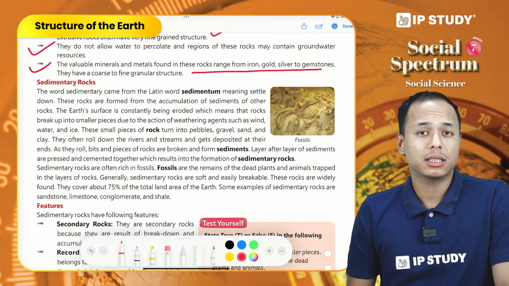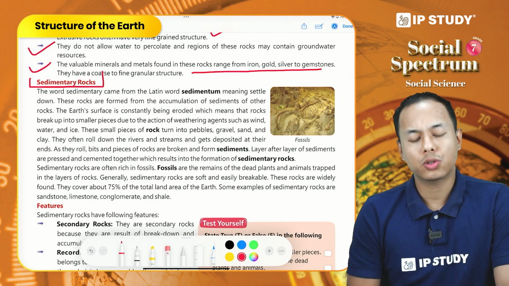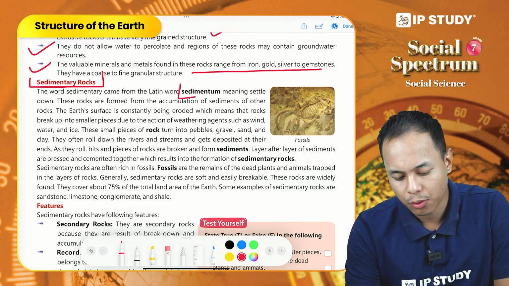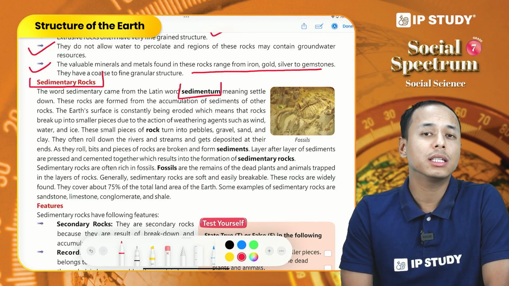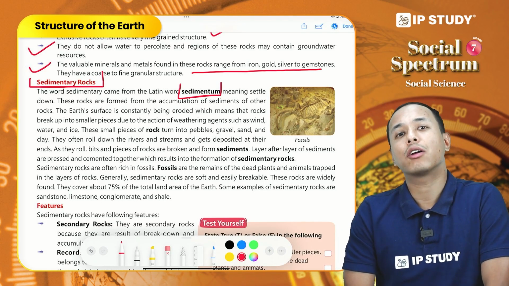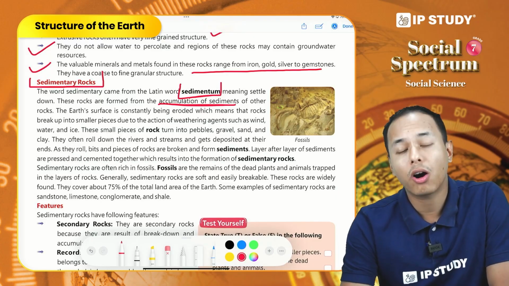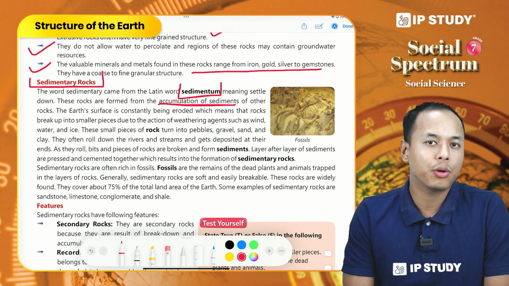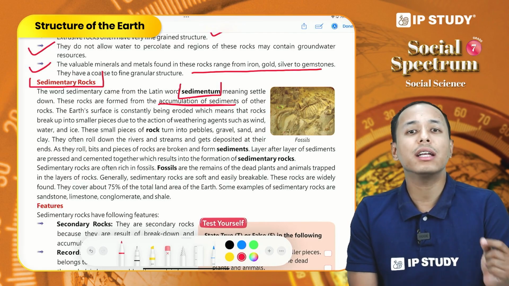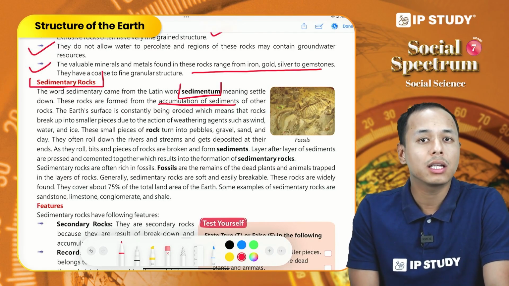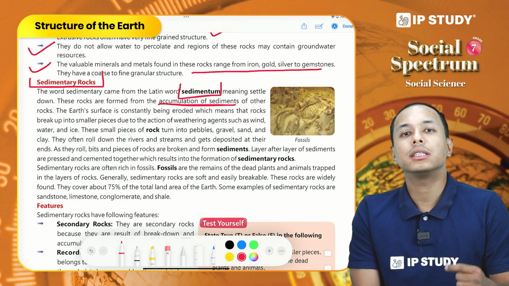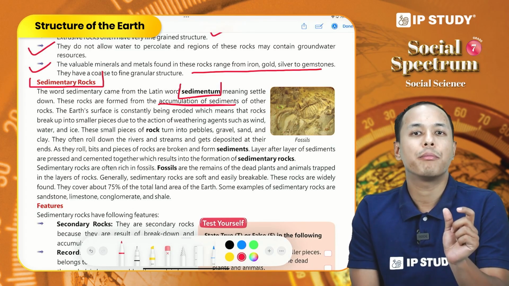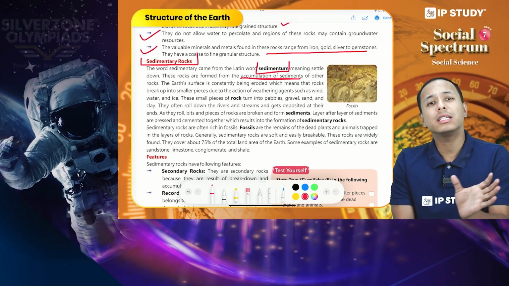So now let us discuss sedimentary rocks. The word sedimentary comes from the Latin word sedimentum, which means to settle down. As such, sedimentary rocks are formed by the accumulation of sediments of other rocks. As we all know, earth is constantly eroded and weathered by different erosion or weathering agents. When rock is eroded, it turns into finer or smaller elements like gravel, pebbles, sand, silt. All these are called sediment.